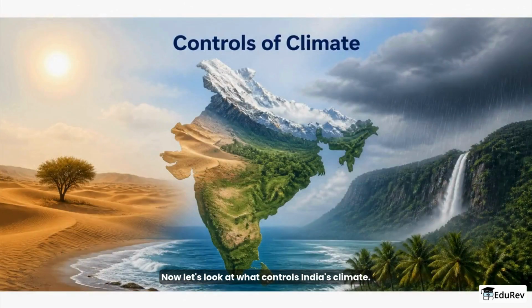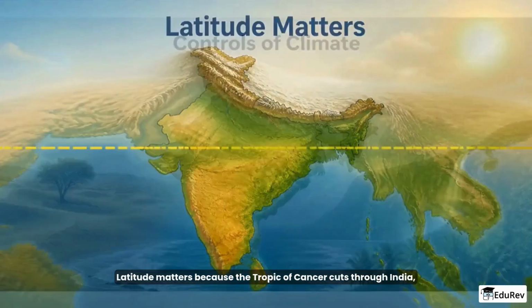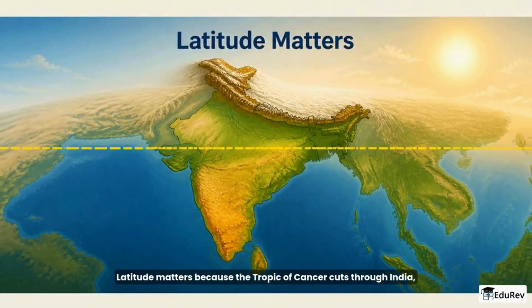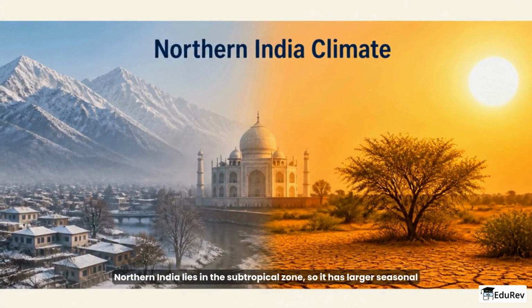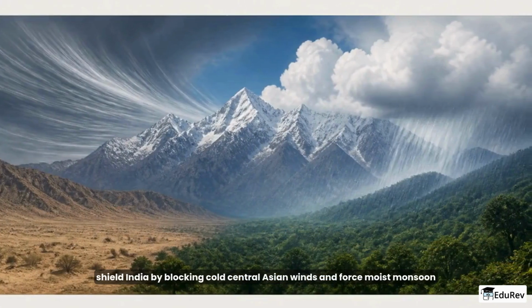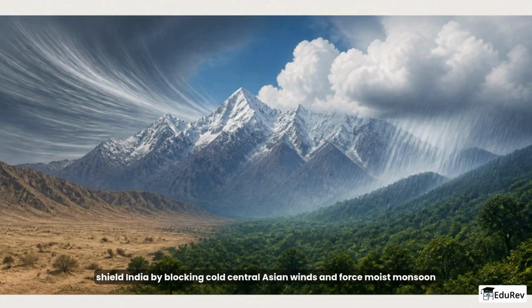Now let's look at what controls India's climate. Several location and relief factors together shape temperature and rainfall patterns across the country. Latitude matters because the Tropic of Cancer cuts through India, placing the south in the tropical zone near the equator, so southern India stays warmer year-round. Northern India lies in the subtropical zone, so it has larger seasonal temperature swings and colder winters than the south, and hotter summers too. The Himalayas shield India by blocking cold Central Asian winds and force moist monsoon air to rise, helping the winds cool and drop heavy rainfall.